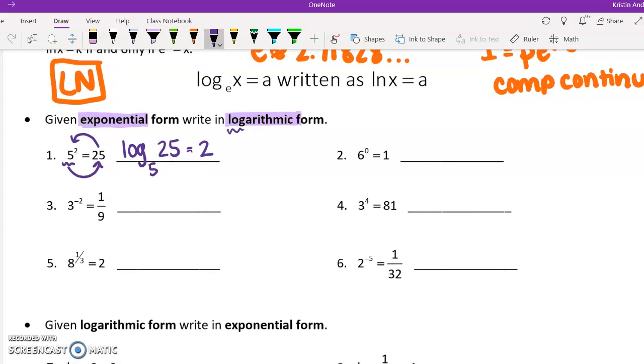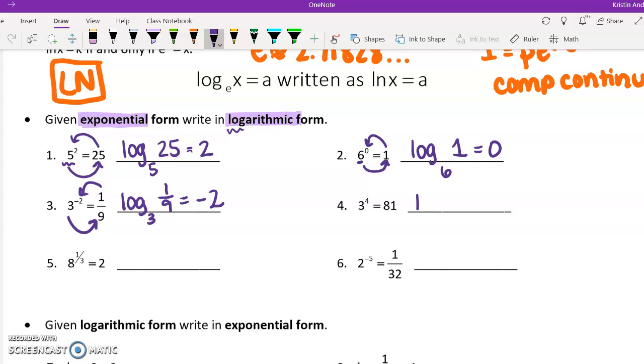For number 2, we're going to write it in log form, so I need the word log. My base is 6, of 1 equals 0. I'm just rewriting the format. Log base 3 of 1 over 9 equals -2. And I just draw these arrows. That just helps me organize. Log base 3 of 81 equals my exponent 4.